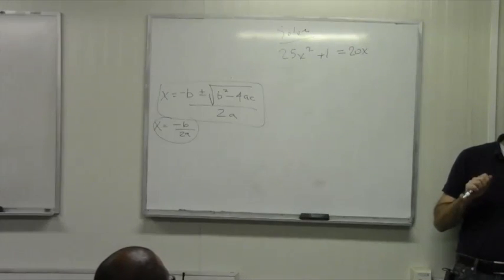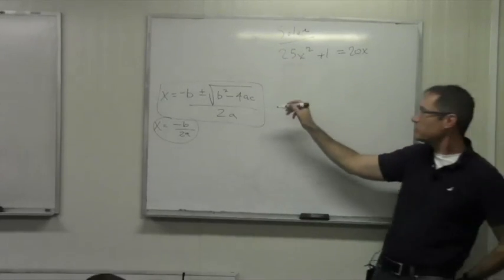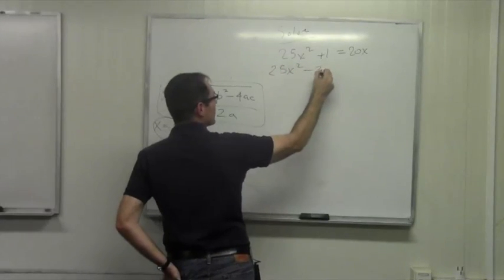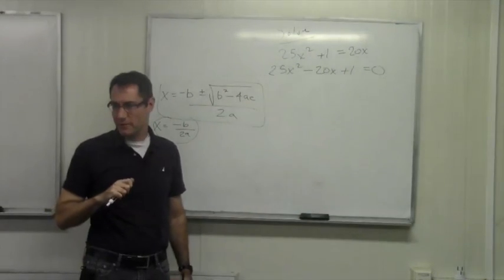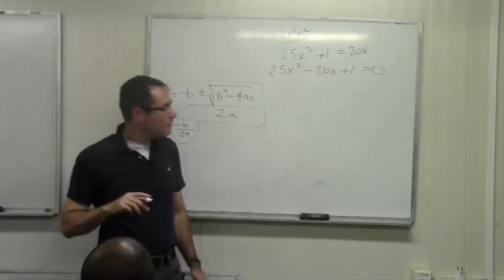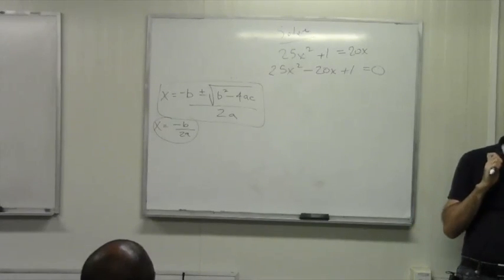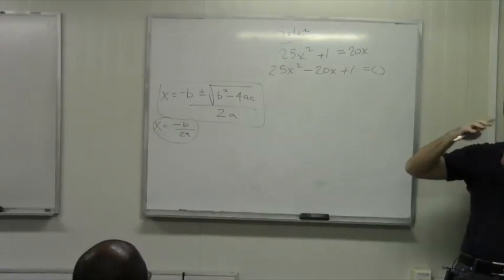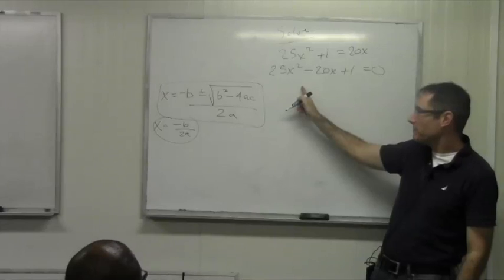So how do we do that? Bring the 20x to the other side. So we subtract 20x from both sides. You end up with 25x squared minus 20x plus 1. And you kind of want it in that form in case you're going to have to do the quadratic formula. And in this case, are we going to have to do the quadratic formula? Can you factor that? I can't factor that, because the only factors of 1 are 1 times 1. And does 1 times 1, added or subtracted, give you 20 or negative 20? No, you can't make it happen. So plug into the formula.